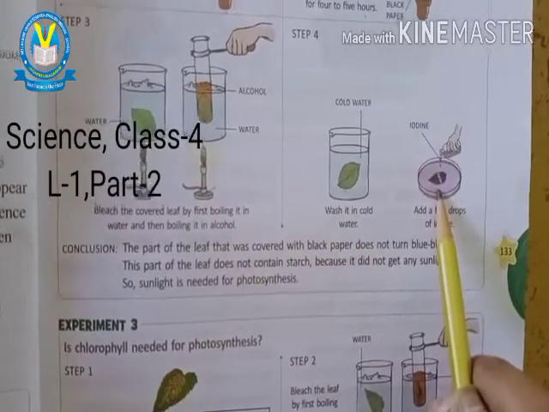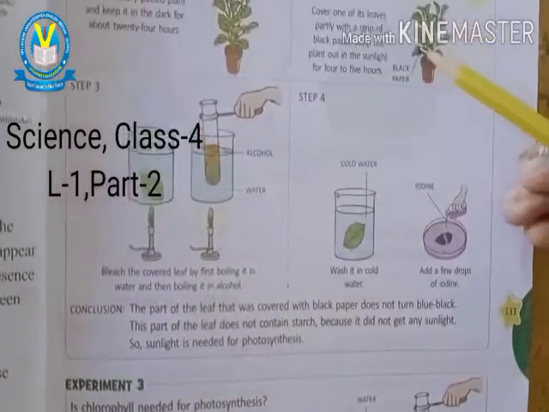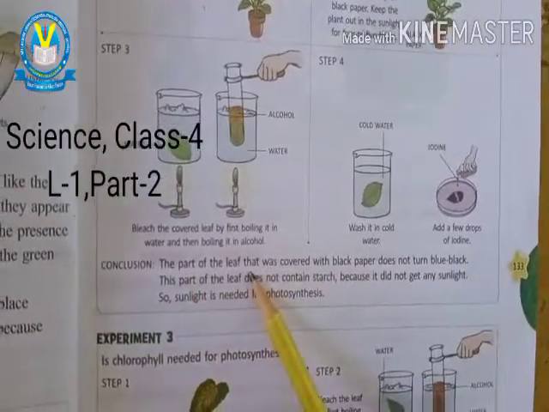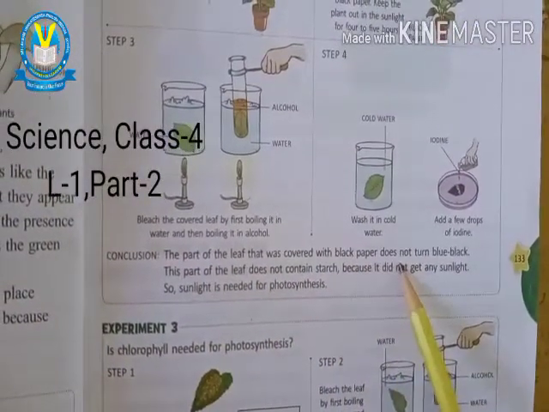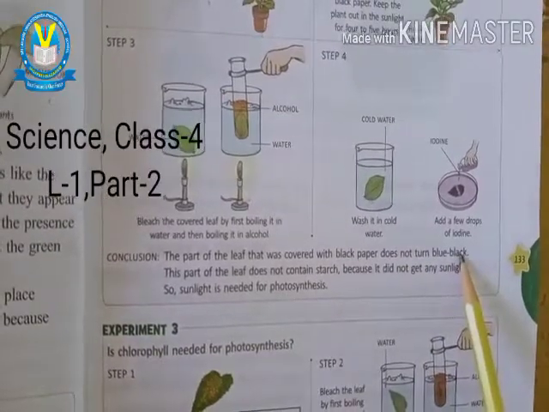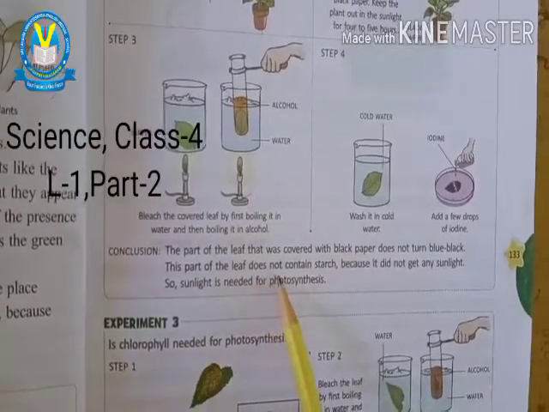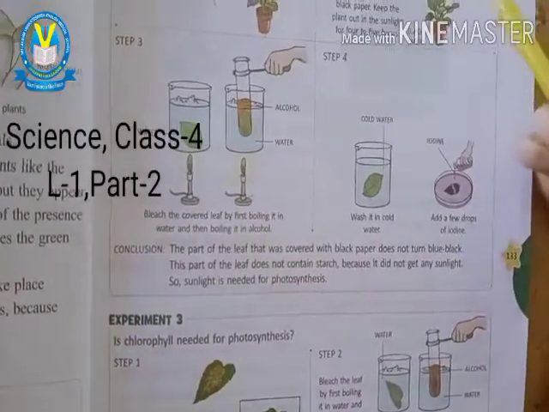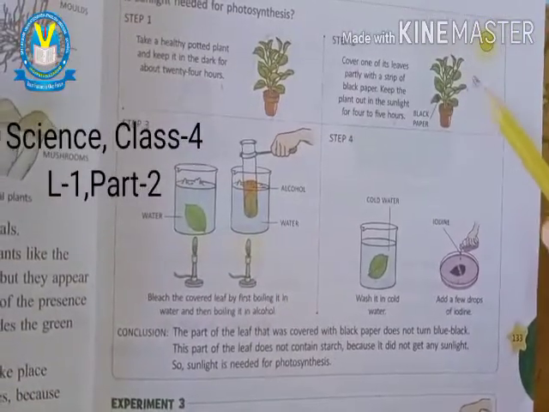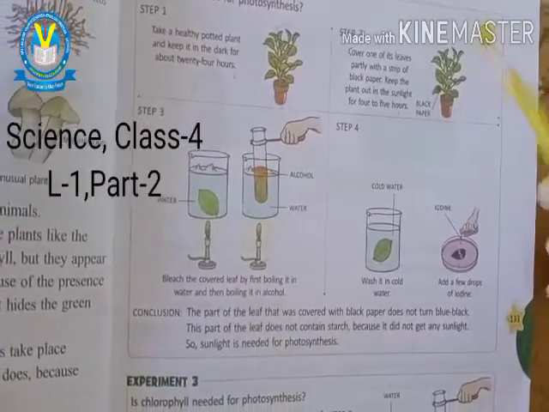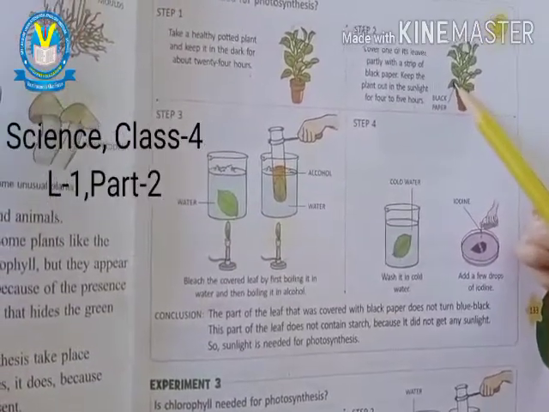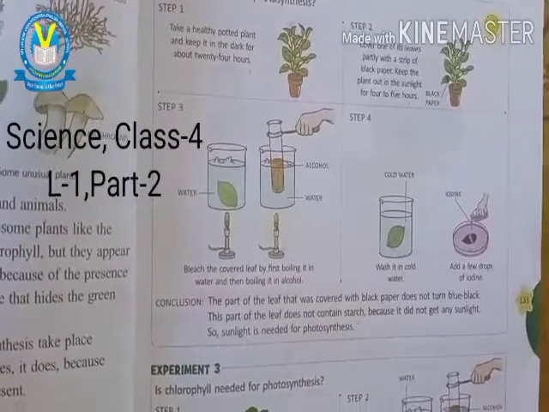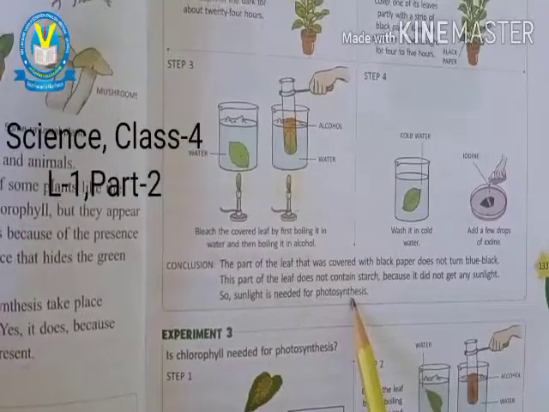So what happens now? We already know that here we have a strip of black paper. In the conclusion, the part of the leaf that was covered with black paper does not turn blue or black. So this part of the leaf does not contain starch because it did not get any sunlight. The remaining part of the leaf received the rays of sunlight, but the strip of paper blocked the sunlight, so it did not turn blue or black. So sunlight is needed for photosynthesis.